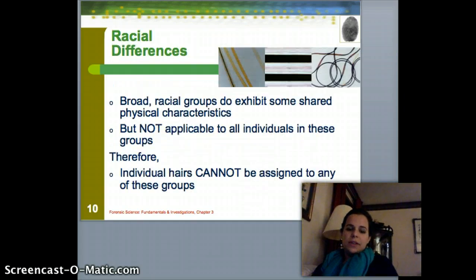There's also racial differences among hair. Broad racial groups do exhibit some shared physical characteristics, but it's really not applicable to all individuals in these groups. Therefore, we can't definitively assign a hair to any specific racial group.